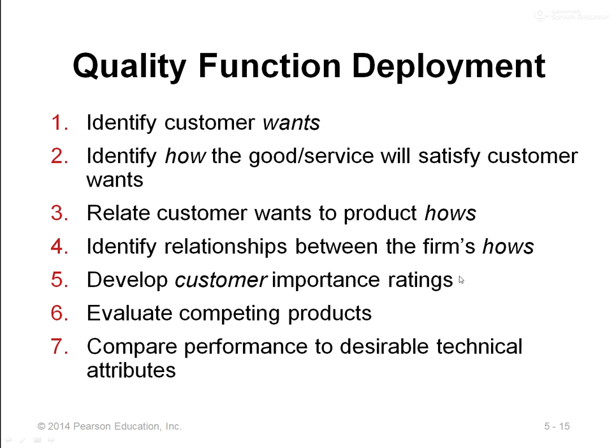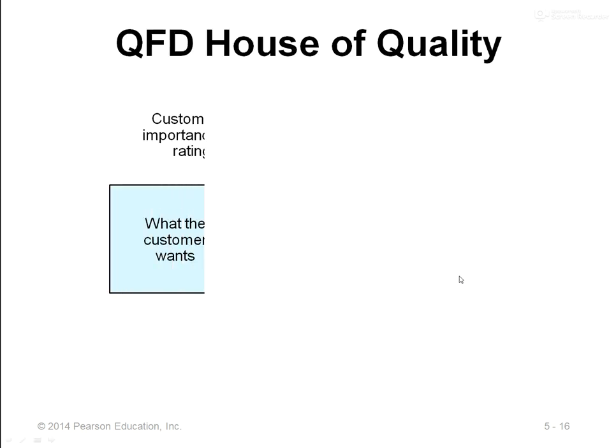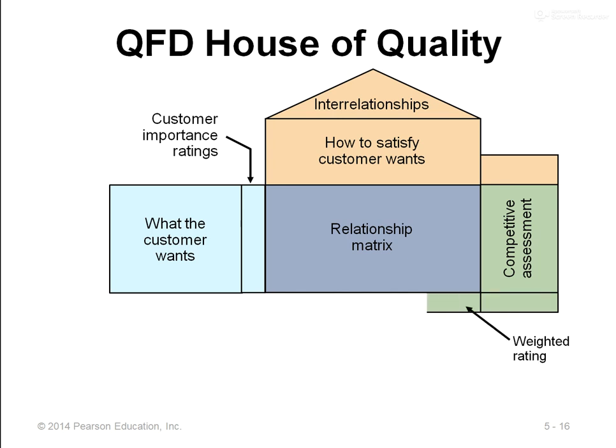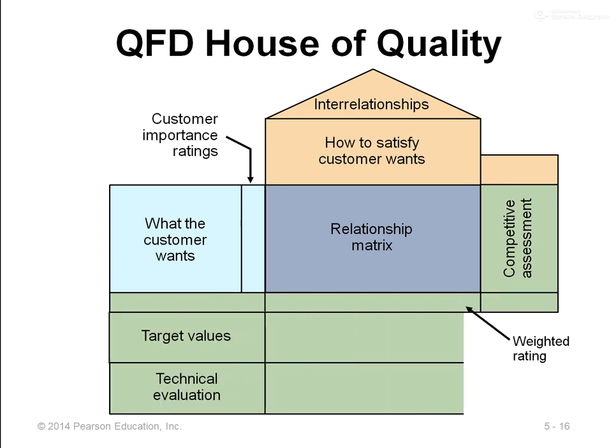We are also going to evaluate how competing or similar products compare to our product or services. One specific methodology that we apply is called the House of Quality. It's called that because we are going to build something very similar to a building or a house, in which we refer to what the customers want and how to satisfy those wants or needs, the relationship between what the customer needs and how we can satisfy those needs, then a competitive assessment against our rivals or competitors, our target values, and technical evaluation.